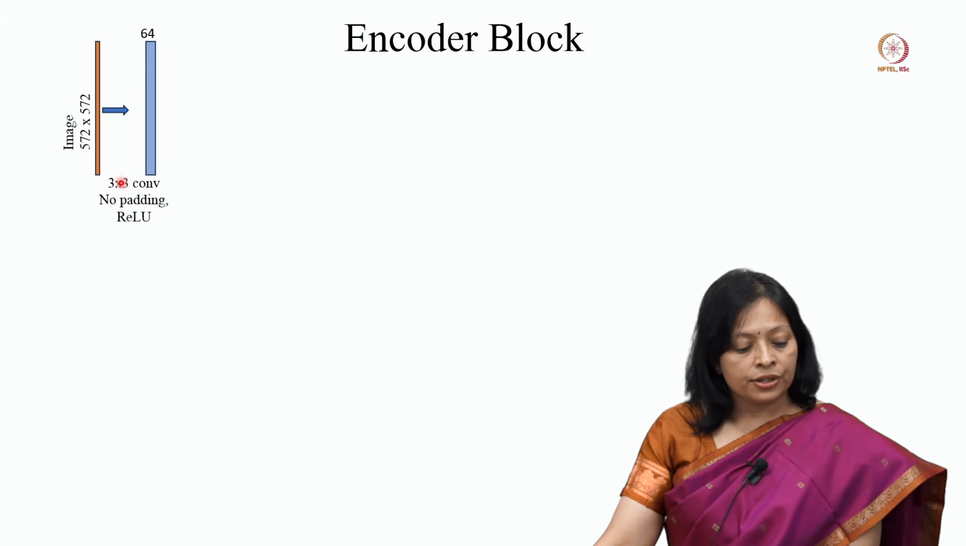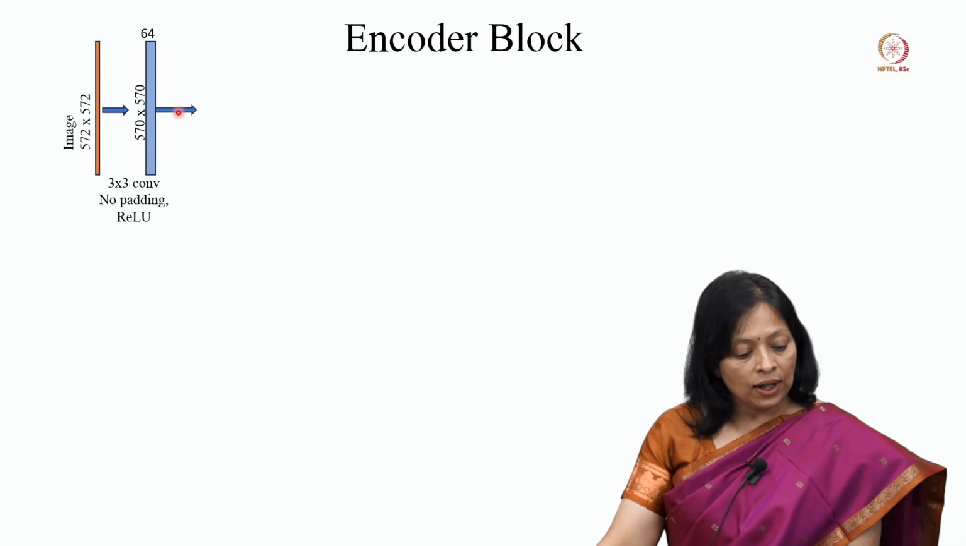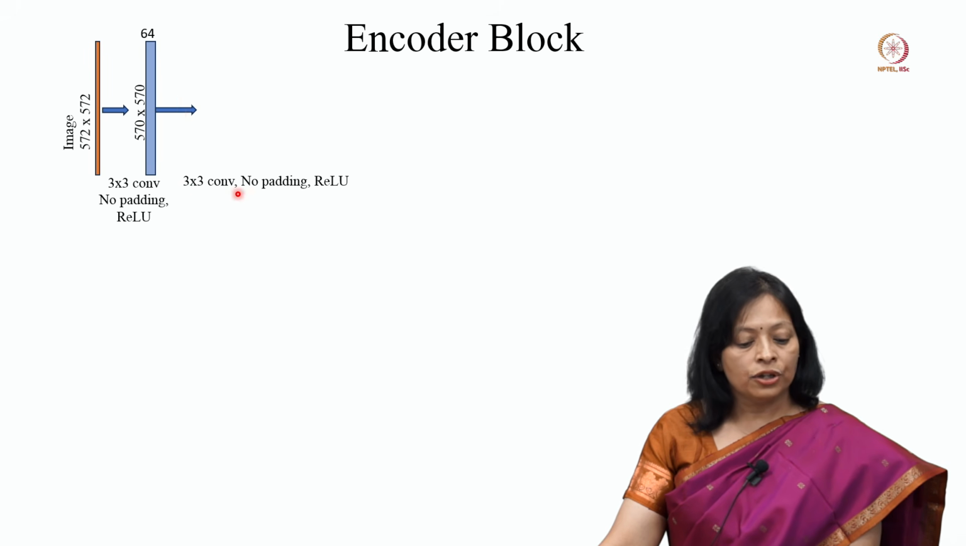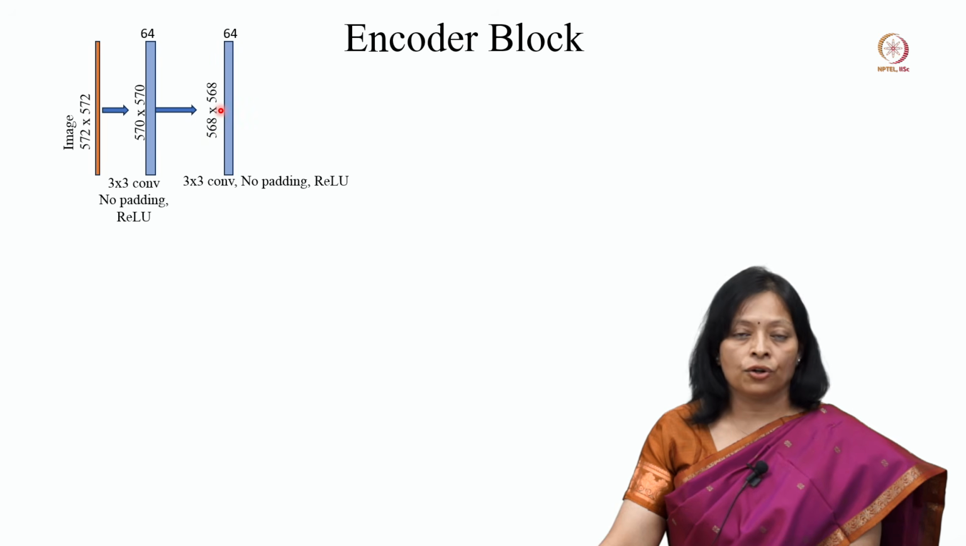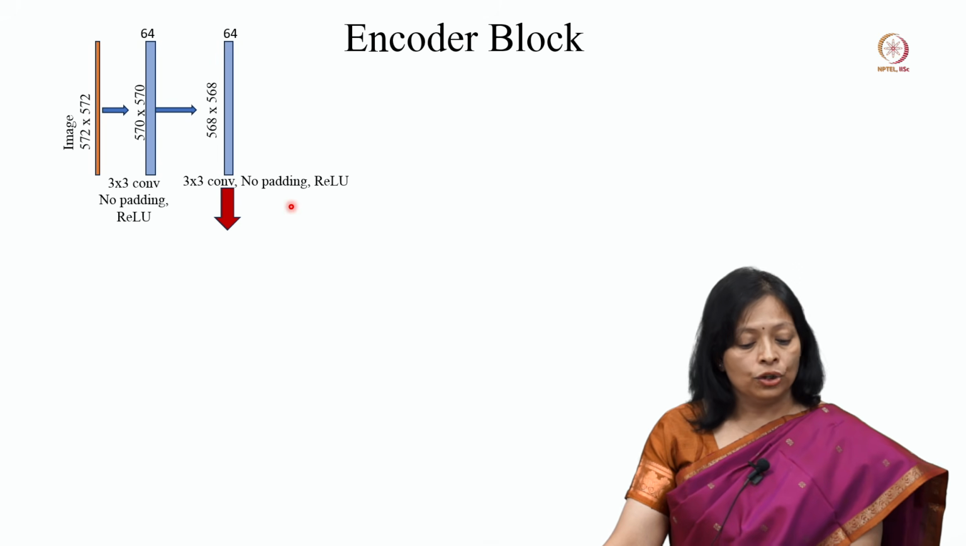Once we do a 3 cross 3 convolution, no padding, ReLU, the output size of the feature maps comes to 570 cross 570. Then once again there is another layer of 3 cross 3 convolution, no padding, ReLU, also having 64 filters, and we get the feature map size as 568 cross 568. After these two layers, we have a 2 cross 2 max pooling of stride 2, which reduces the spatial dimensions to half of the original one.